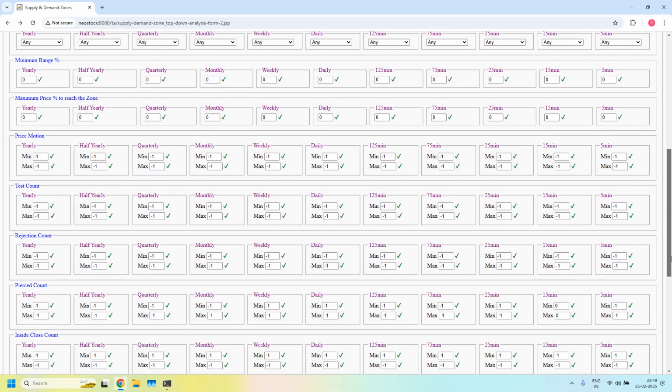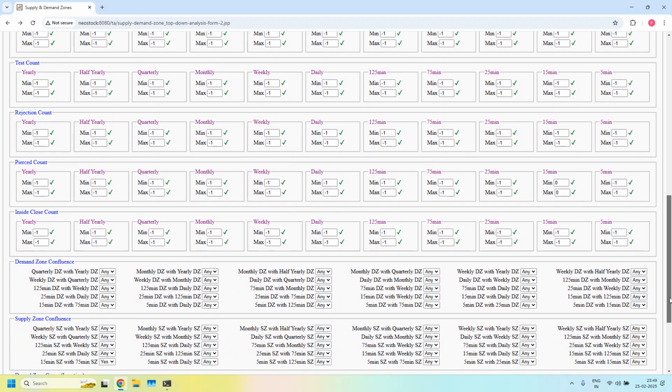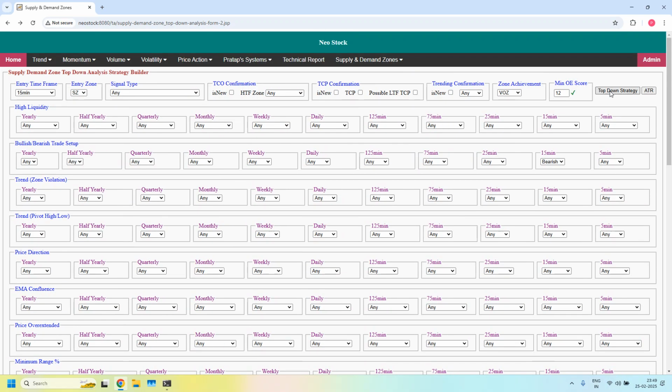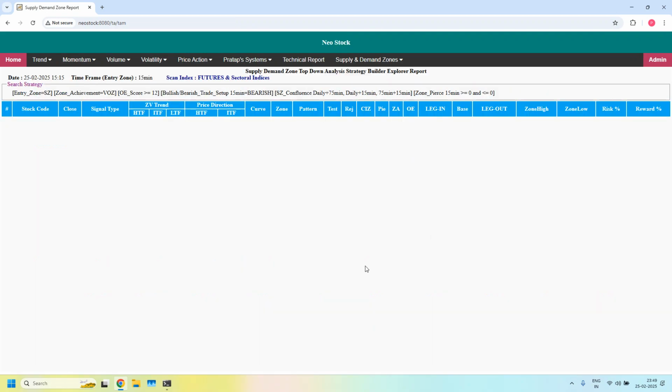In the supply zone confluence, we should set 3 filters. First filter is already enabled. Second filter, 15 minute supply zone with daily supply zone confluence. 75 minute supply zone with daily supply zone confluence. With all the 3 filters, we did not get any stocks. But that means we don't have any high probability trade setup stocks to get success in daily income trade.